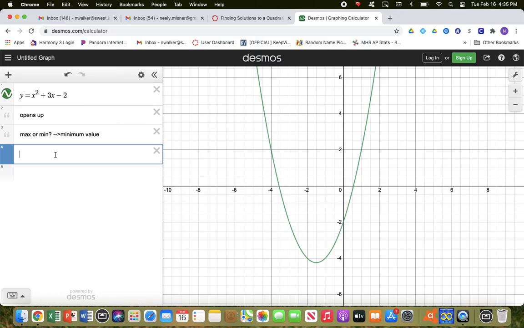All right, and then the other thing that it's going to ask you is where the points cross the x-axis. This is the y-axis, the x-axis is the one that goes left to right.